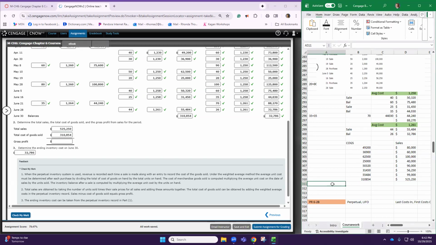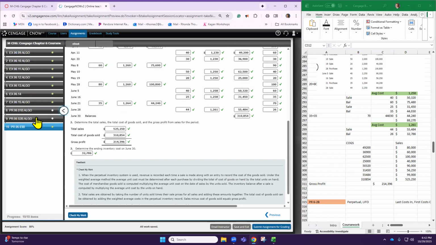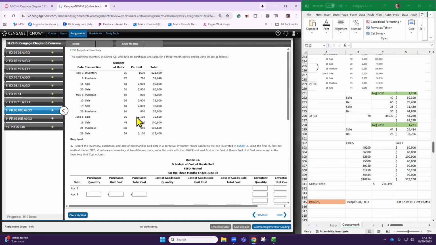Now we want a gross profit. Gross profit equals the sales minus the cost of goods sold in total, which is 214,396. I think we're good. Now we're going to do first in, first out.